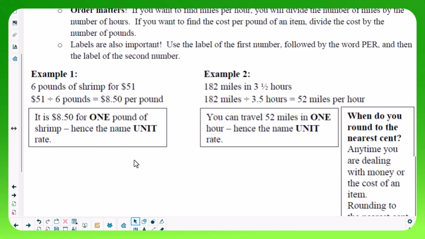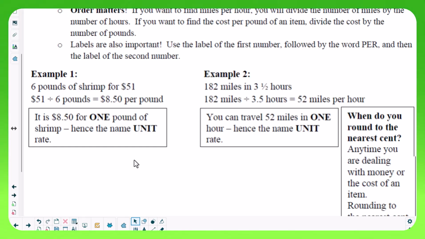The first one is that we purchase 6 pounds of shrimp for $51. Generally, we want to find the cost per pound. So we take the cost of $51 divided by 6 pounds, and our calculator is going to give us 8.5, so that means it is $8.50 per pound. What it means is that it's $8.50 for 1 pound of shrimp.